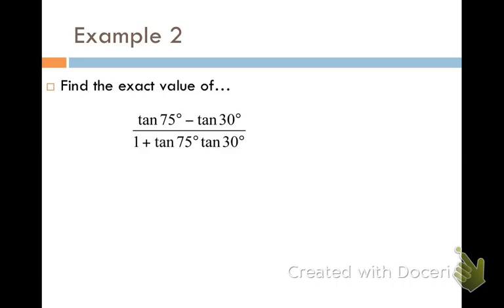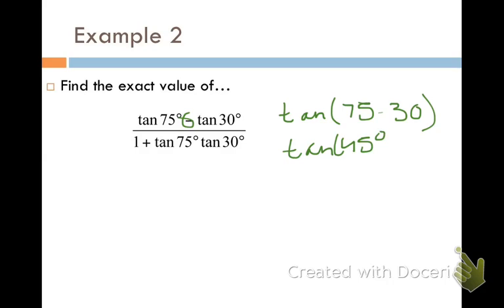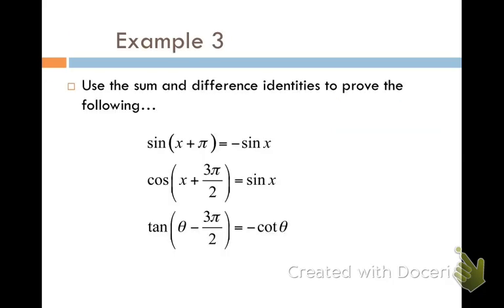Working backwards, if this is the expression that we're given, we can see that it must be a difference identity, so it must be the tangent of 75 minus 30, which simplifies to the tangent of 45 degrees, which we already talked about in the last slide, is equal to 1. So the exact value of this expression is 1. I'm not going to do the last example, I'm just going to do these two.